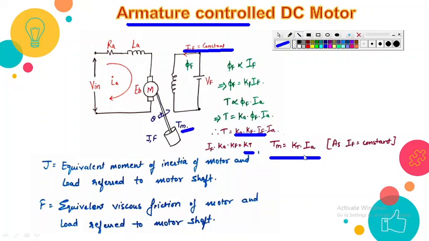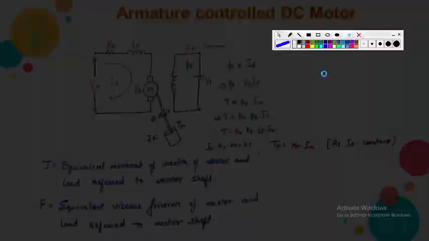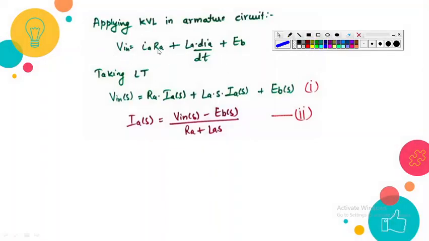This is one of the relations. So what is IA then? My mechanical torque is equal to KT into IA. But then what is IA? IA we can derive from the KVL equation. What will be the KVL equation? This is the input Vin minus IA RA minus L di by dt minus Eb, which will be equal to 0, right?